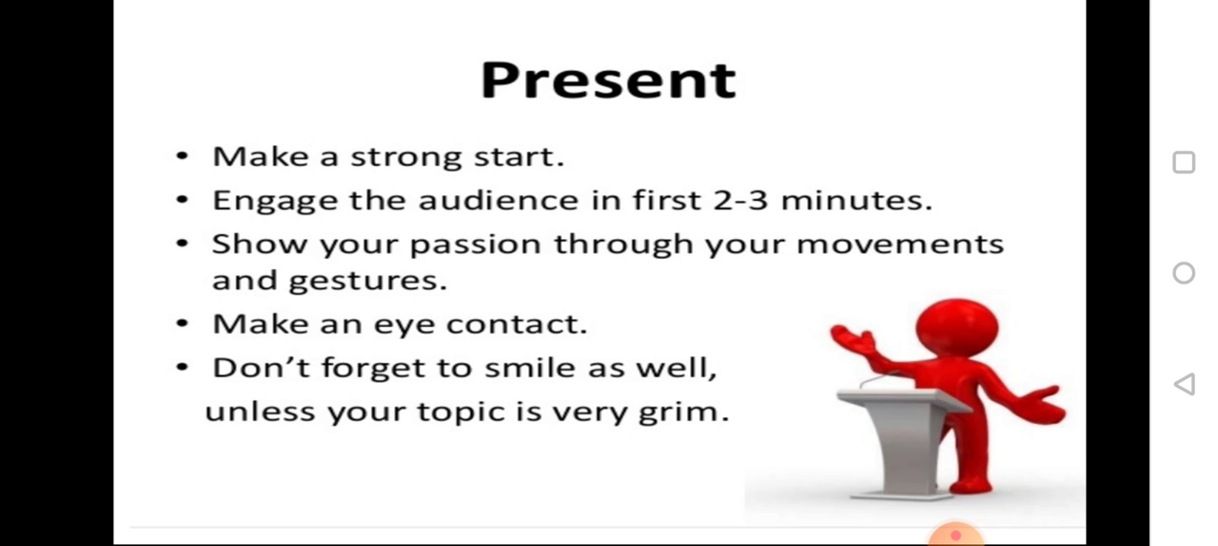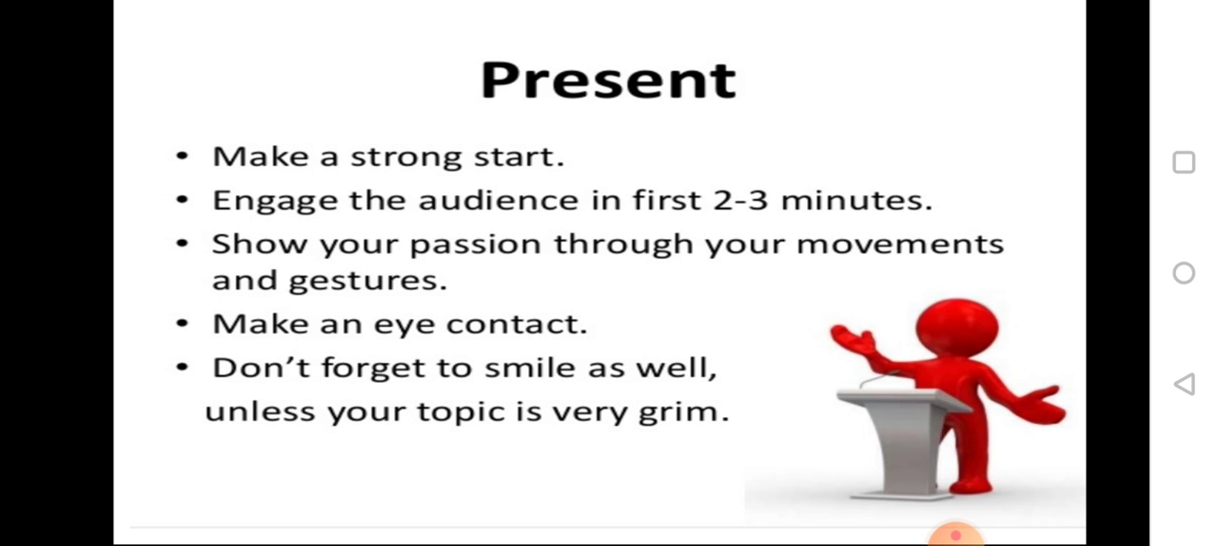Present. Make a strong start. If your beginning, or your introduction, is strong, I mean to say, if it is very effective, then your presentation becomes very effective. Engage the audience in the first 2-3 minutes. In the beginning of a presentation, if you are able to attract the attention of the audience, it would be a very good presentation.